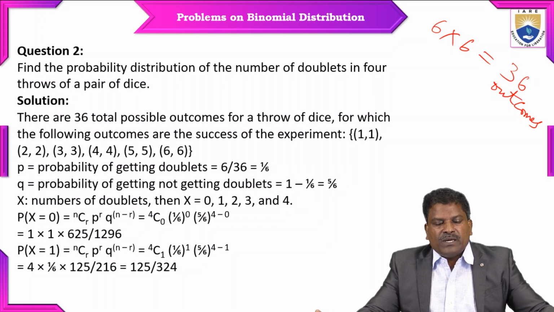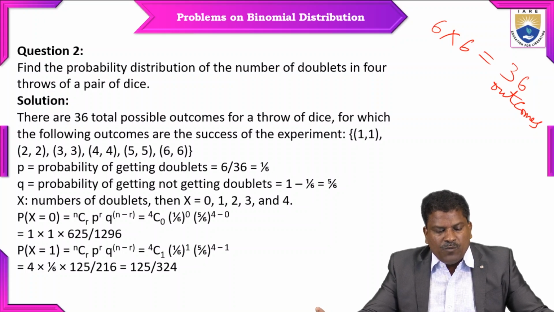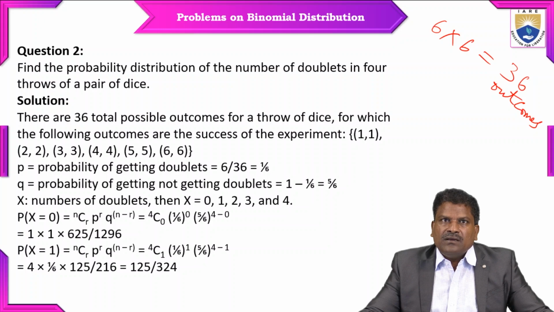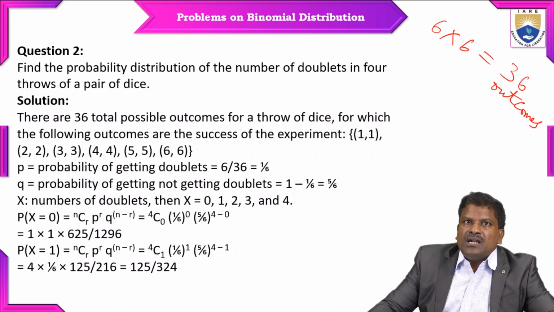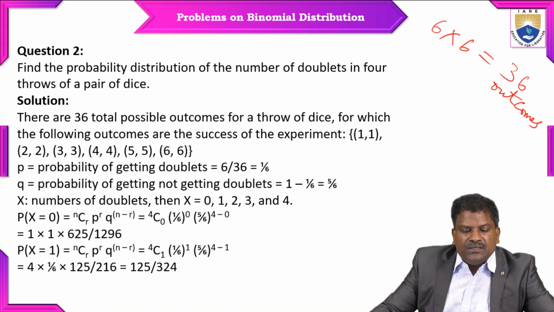X is the number of doublets. How many throws are there? 4 throws are there. So, 0, 1, 2, 3, 4 we have to take. Using that same formula and this information, let us find all these values.